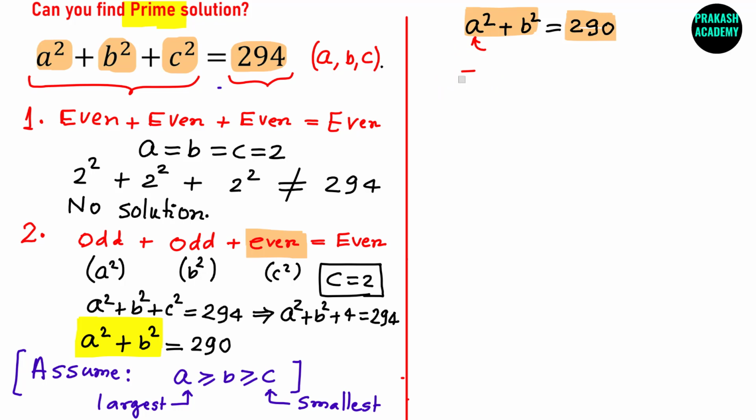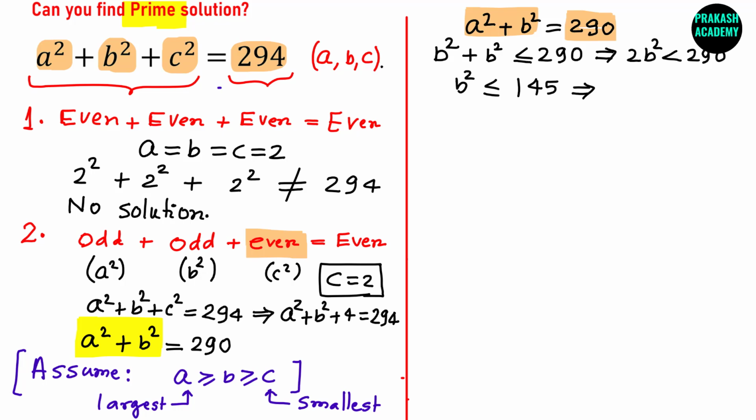So let us use this trick, and this trick will be useful here. In place of a, b plus b, these two sums will be less than or equal to 290 because we have placed a smaller number. This means 2b square is less than or equal to 290. This further means b square is less than or equal to 145, so b is less than or equal to root 145, which is 12 point something. Because b is a prime number, it has to be less than or equal to 12. So now I got a condition, that b is less than or equal to 12.